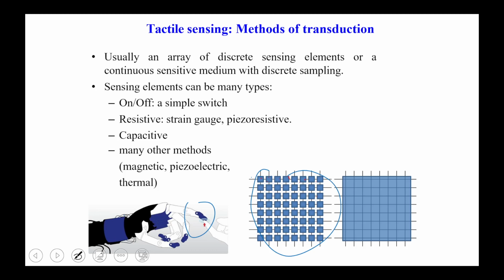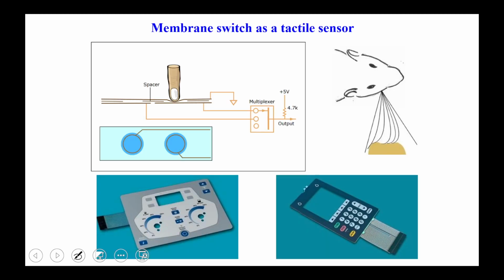So on-off simple switch, resistive strain gauge type sensor, capacitive type sensors. You can use different types of sensors to read touch pressure. So this is the membrane switch as a tactile sensor. We use one membrane as a substrate, and the membrane has flexibility, so when we apply pressure, it will be pressed.